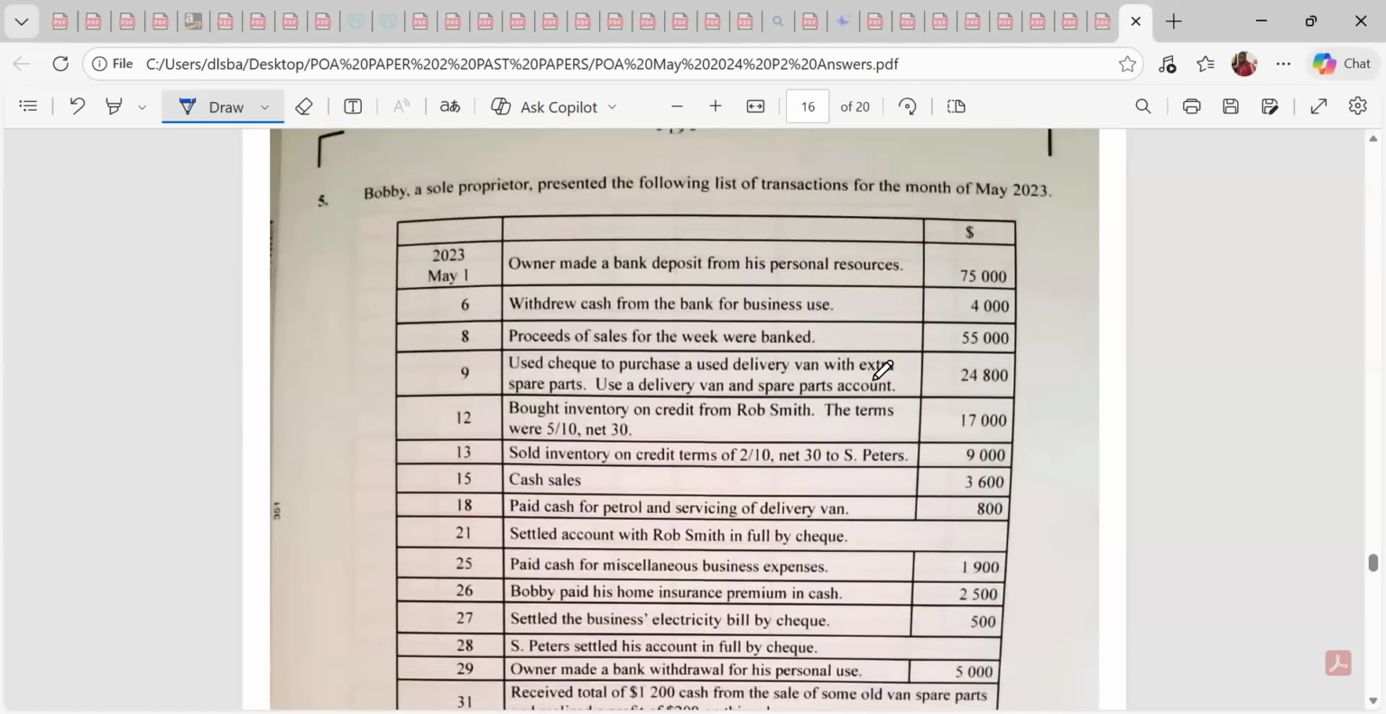Use the check to purchase a used van with extra spare parts. Use a delivery van and spare parts account. Sure. So I'll open a delivery van and spare parts account. And the next account that will be affected, if I use a check: check means what account? Bank. If I'm spending money, am I going to debit or credit bank? Credit bank. So that means I will debit my delivery van and spare parts account.